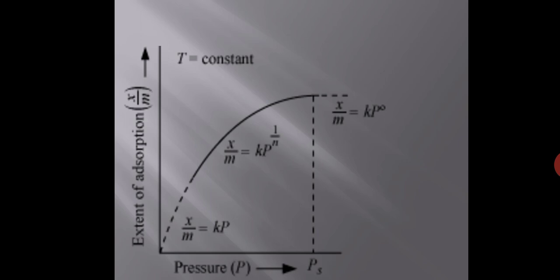Clear? So hence here P to the power 0. In the first case, the dotted line, you can see here the graph is almost a straight line. That means pressure is increasing, x by m is increasing. So hence it is directly proportional.